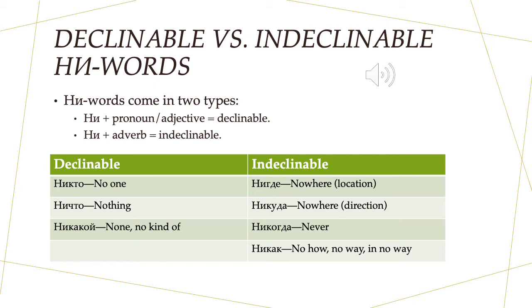So никто, no one, declines. Ничто, nothing, declines. Никакой, none or no kind of, declines. And they decline exactly like кто, что, and какой. And there is a chart in your textbook.